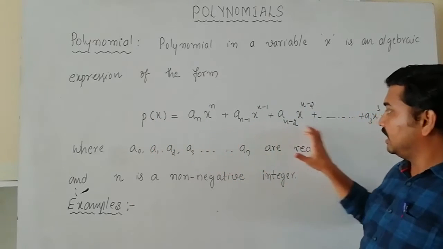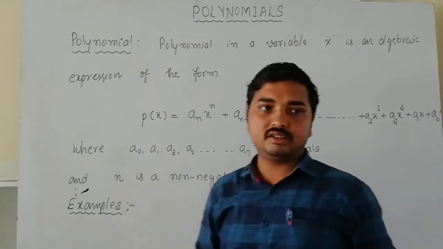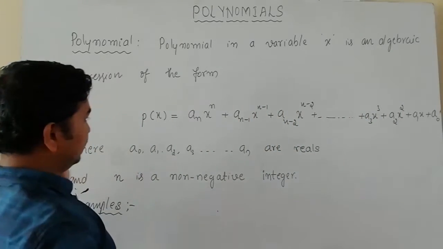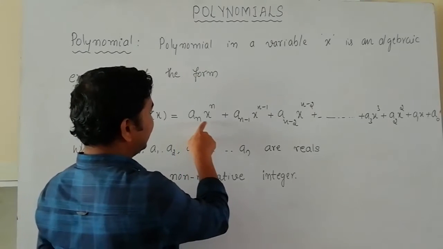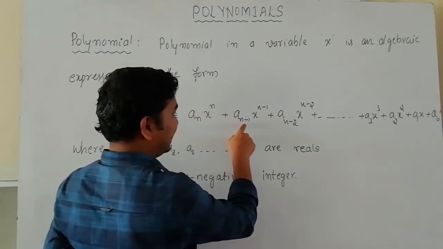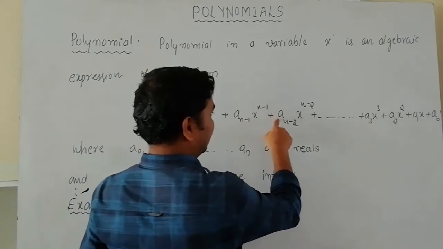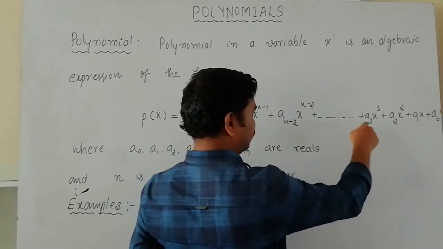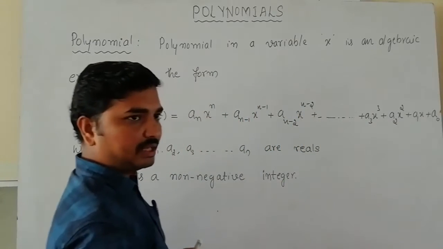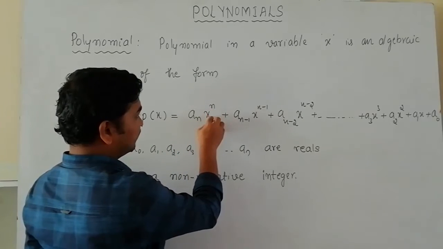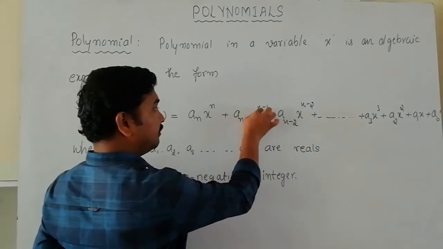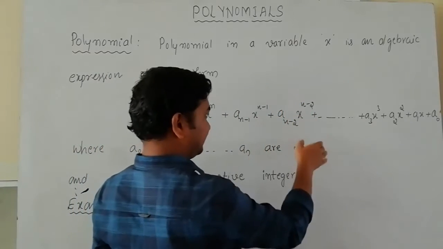Now look here, it is a polynomial. Now look at the standard form. First we need to understand this general form. Now look here: a_n x^n plus a_(n-1) x^(n-1), plus a_(n-2) x^(n-2), and so on. Now look at the power of x. Here it is x power n, x power n minus 1, x power n minus 2.